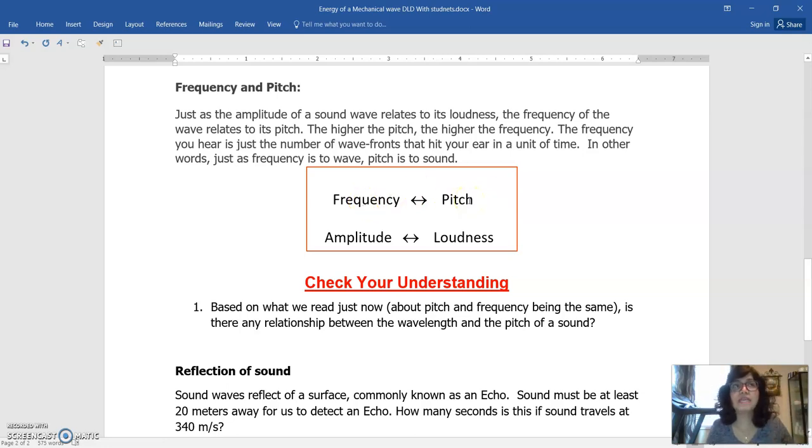So high pitched means high frequency sound. Low pitched means low frequency sound. So now here the question is not talking about pitch and frequency.